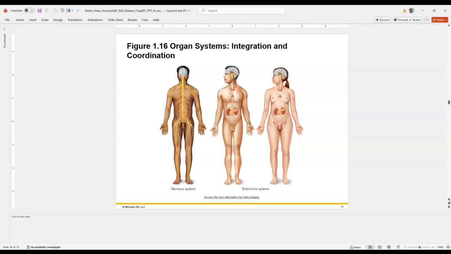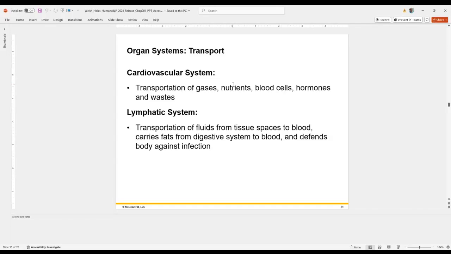Okay, and when we talk about the endocrine system, we're talking about certain glands, we're talking about certain parts of reproductive structures, we're talking about the hypothalamus of the brain, pituitary gland, thyroid gland. Okay, organ systems for transport, cardiovascular, transportation of gases, nutrients, blood cells, hormones, and wastes.